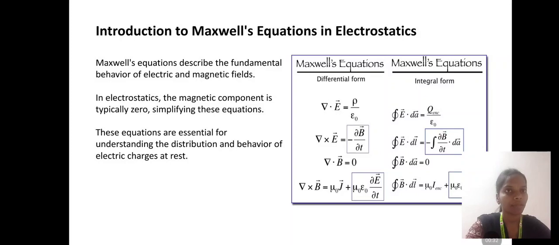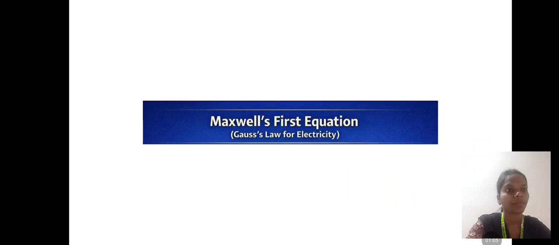Maxwell's equations describe the fundamental behavior of electric and magnetic fields. In electrostatics, the magnetic component is typically zero. Simplifying these equations in differential form, del dot E equals rho by epsilon naught. In integral form, the integral of E dot dA equals Q by epsilon naught. These equations are essential for understanding the distribution and behavior of electric charges at rest.